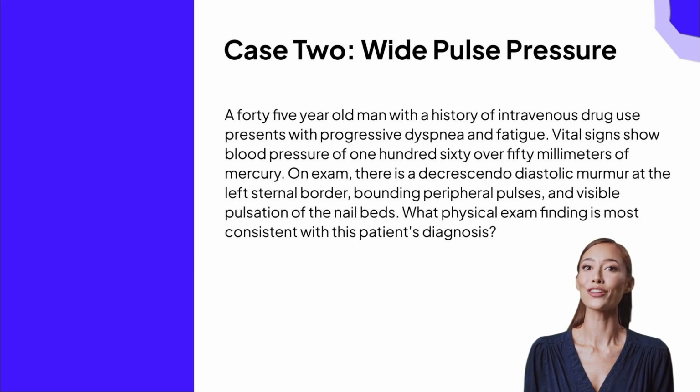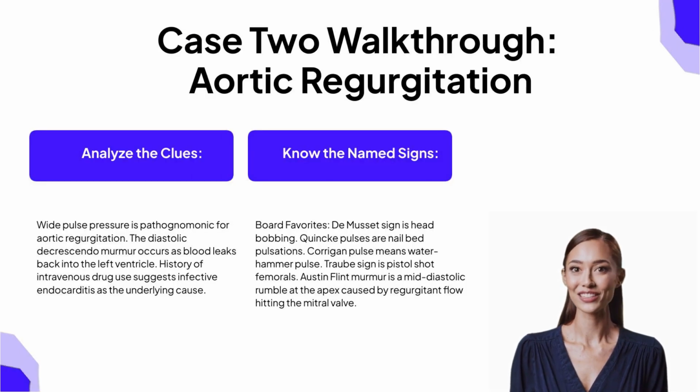Let's see how to approach this. The board exam loves testing the physical findings of aortic regurgitation because there are so many named signs. Let me give you the high-yield ones. De Musset sign is head bobbing with each heartbeat. Quincke pulses are visible nail-bed pulsations, which is exactly what this question mentions. Corrigan pulse, also called water hammer pulse, describes the rapidly rising and collapsing peripheral pulse. Traube sign is hearing pistol shot sounds over the femoral arteries.